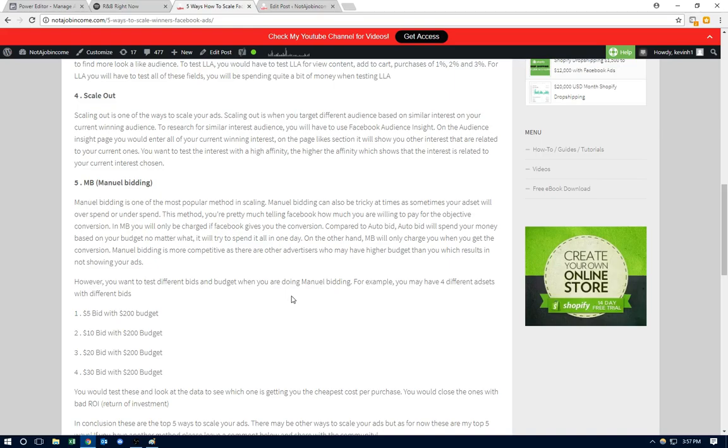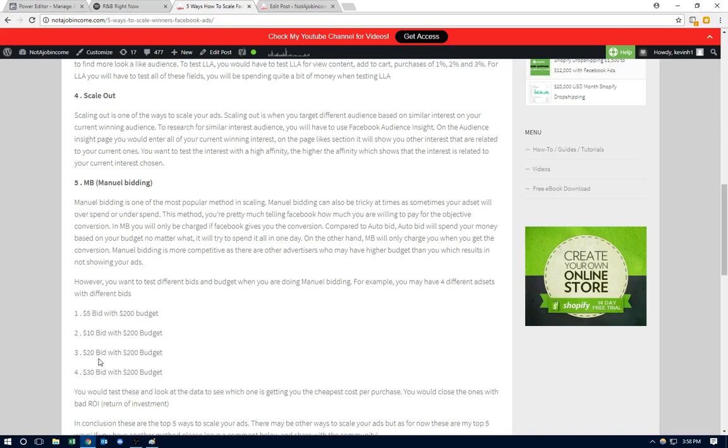usually for manual bidding, what you want to do is have 2 to 4 assets with different budgets and different bids. So for example, on my post here, you have 4 different assets. They all have the same budget. You have to test it yourself, and then the only difference is different bids. So $5 bid, $10 bid, $20 bid, and $30 bid. And you want to bid the average bid.